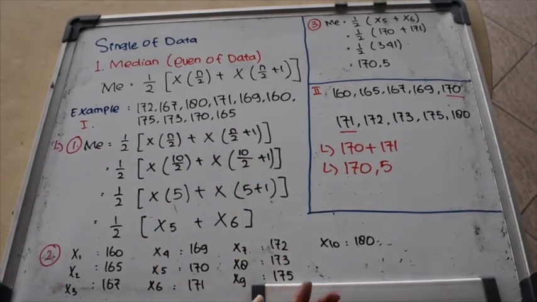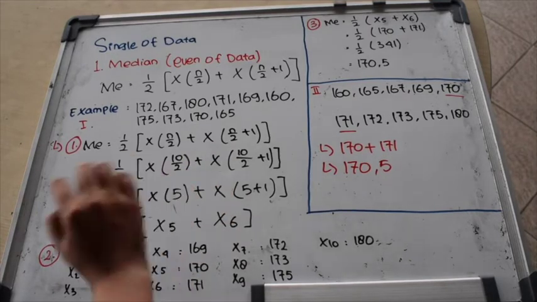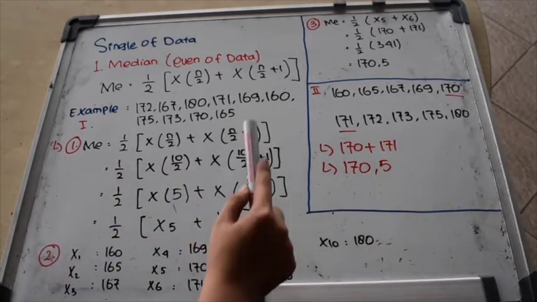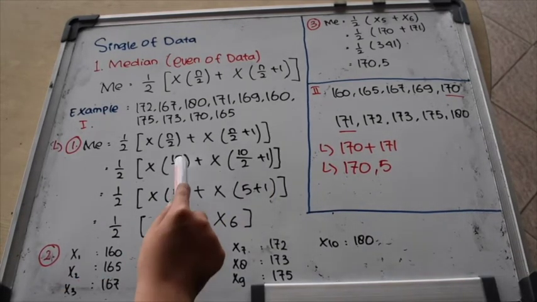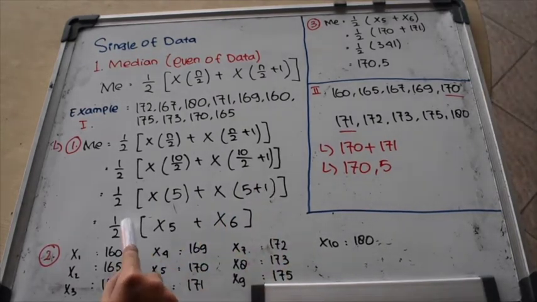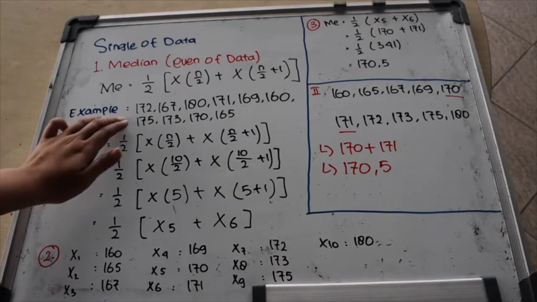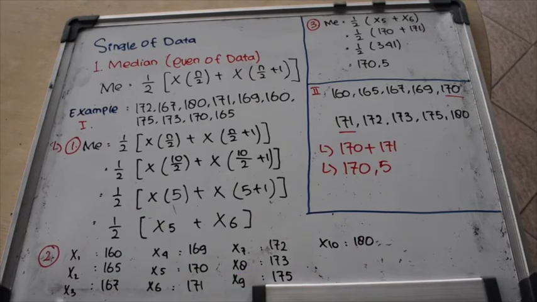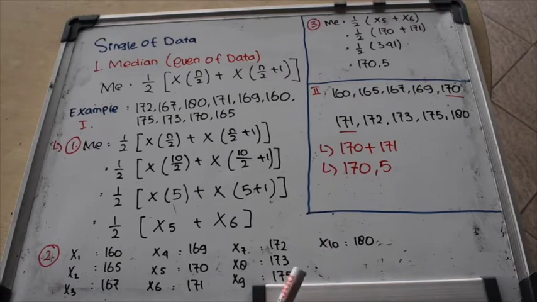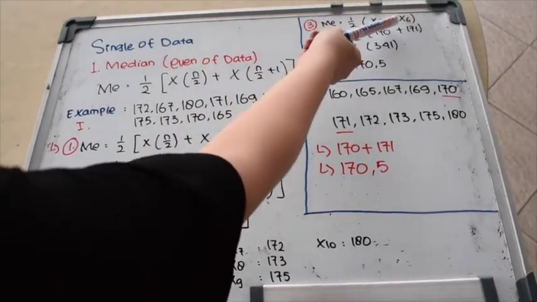For the amount of the data, 1, 2, 3, 4, 5, 6, 7, 8, 9, 10, we put 10 divided by 2 plus x, 10 divided by 2 plus 1. So 10 divided by 2 is 5, and we also add 1. So 1 per 2, x5 plus x6. In the second step, we should sort the data from the smallest to the highest. So we can see x1, x2, x3, x4, x5, x6, x7, x8, x9, and x10. After we sort the data, we put it in the median, 1 per 2, x5 plus x6.